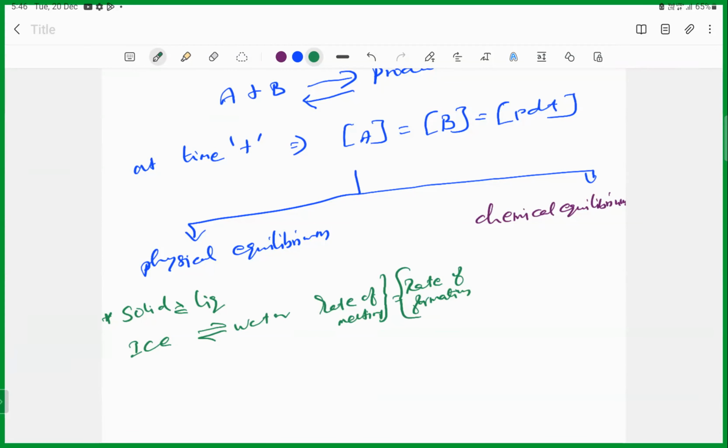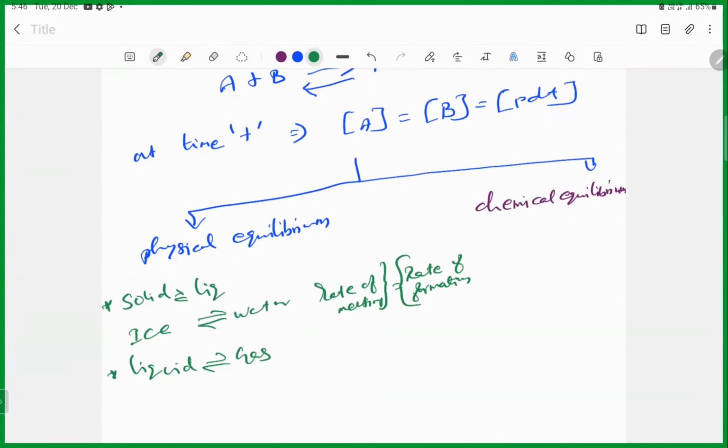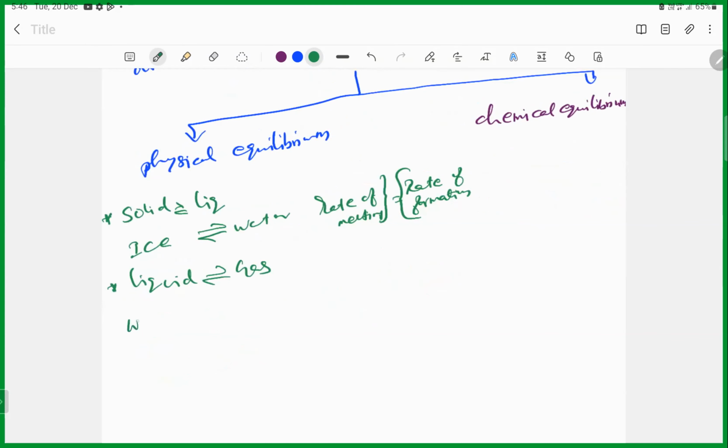Then liquid-gas equilibrium. Take the same water in the liquid state. When you heat it, it gives steam or vapors. When it is in equilibrium, it is called liquid-vapor equilibrium. So the rate of evaporation is equal to the rate of condensation, and the vapor pressure is constant at a given temperature. And then solid-gas equilibrium.